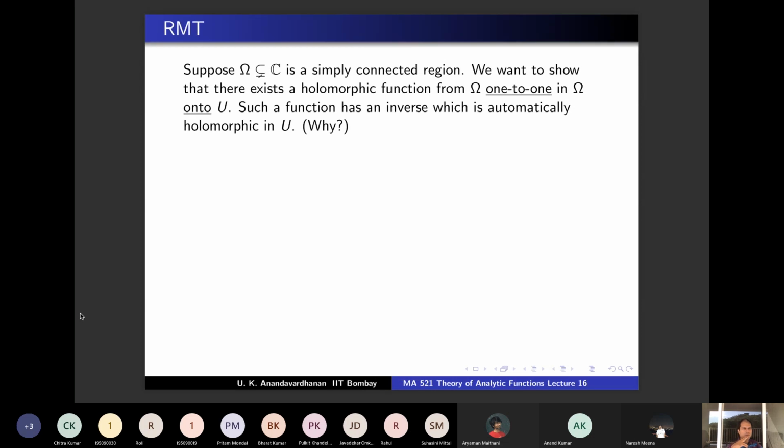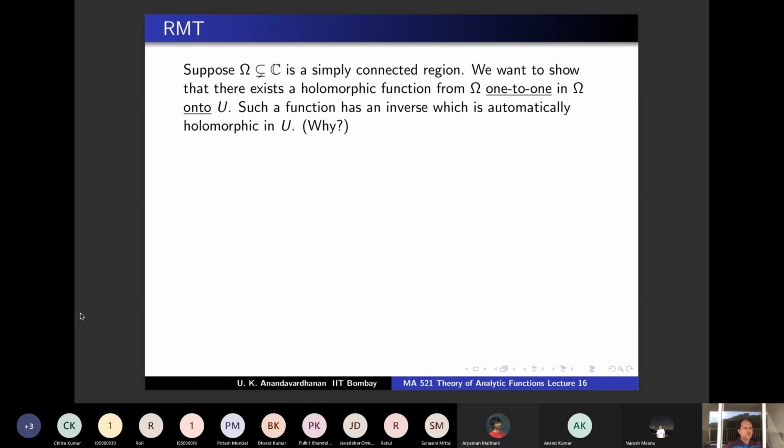So if you have a bijective holomorphic function, then the inverse is automatically holomorphic, because the derivative is never zero. Yes, we have done this. Locally we have all that. Correct. This is the inverse function theorem. So we have done this.